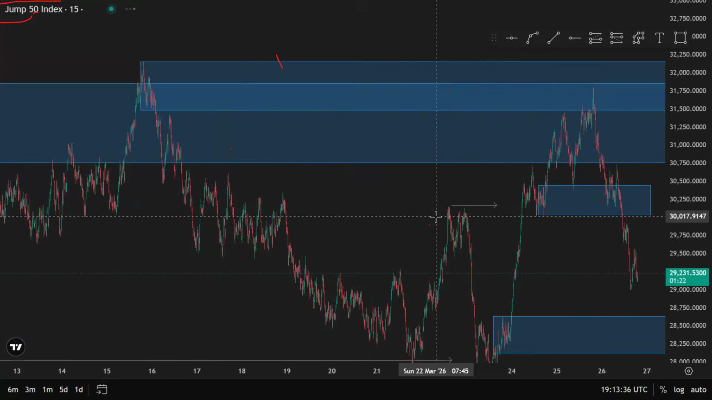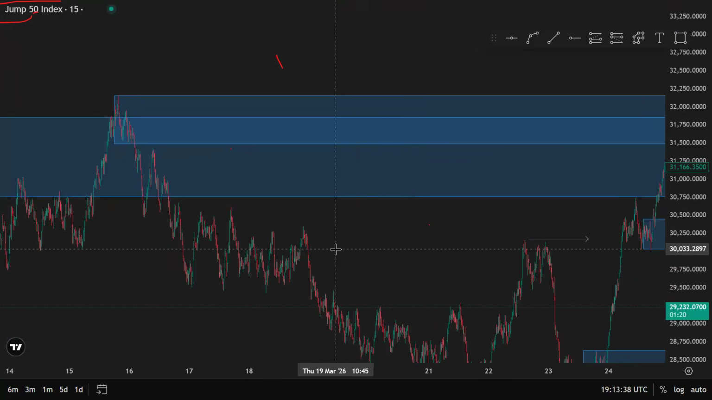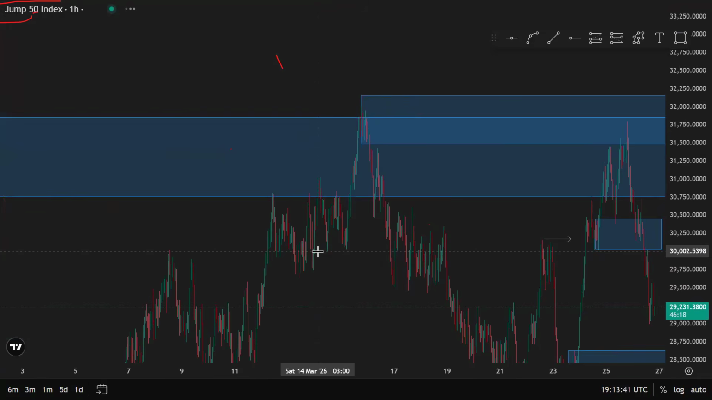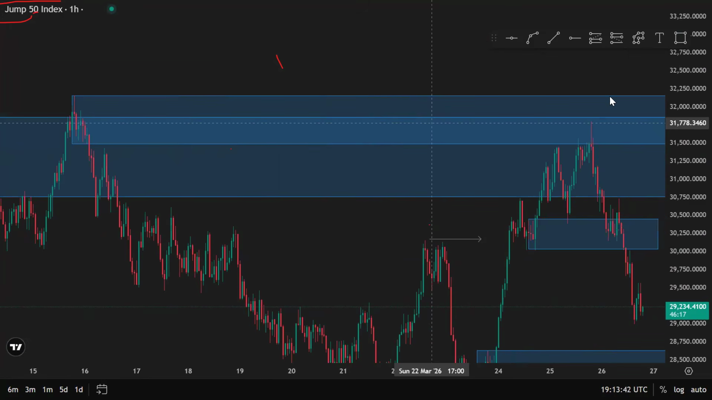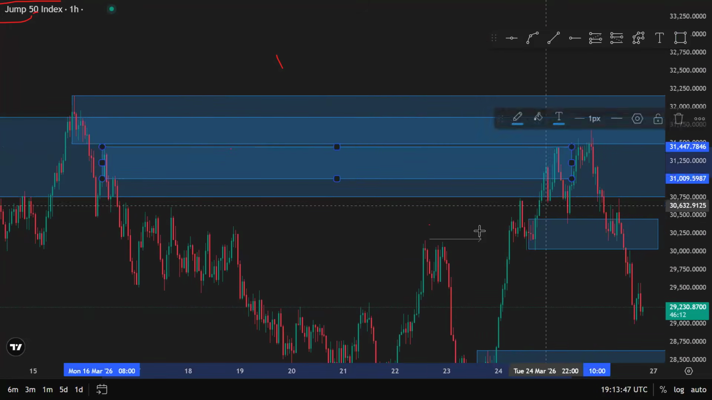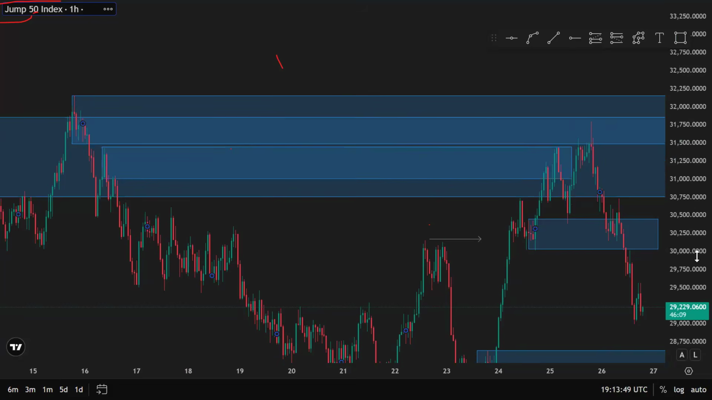Now look at the 15 minute time frame. Where is my inducement? Let me map it out for you so you can see it clearly. Let me leave that inducement. So this is my inducement, right? Can you see? In the 1 hour time frame, I saw it.